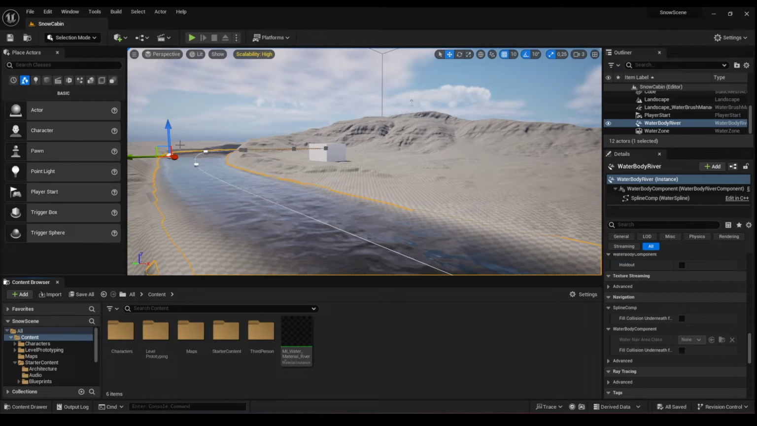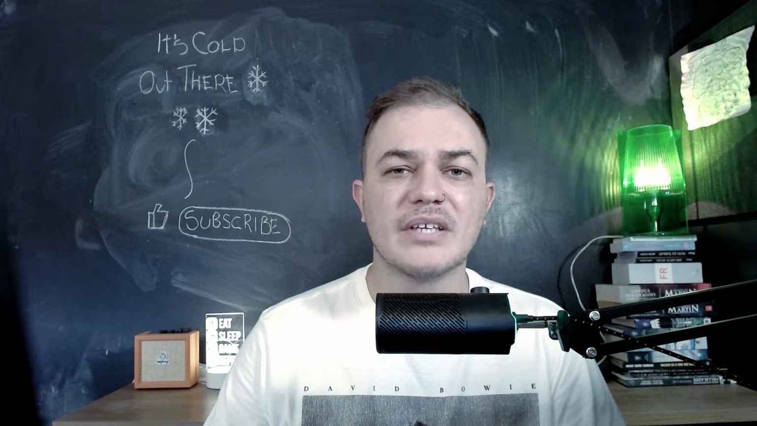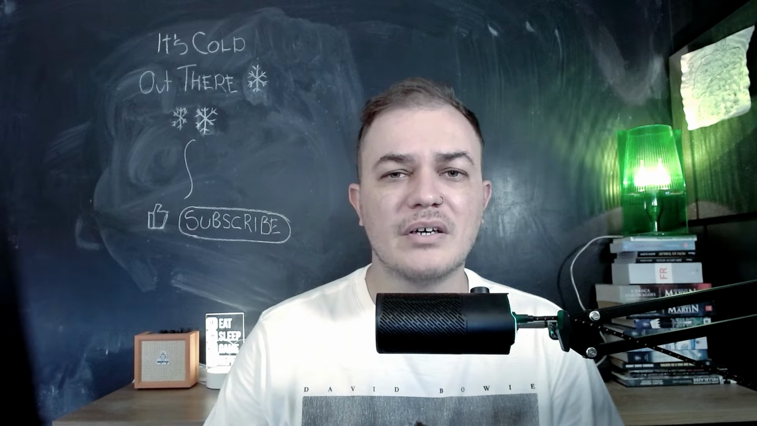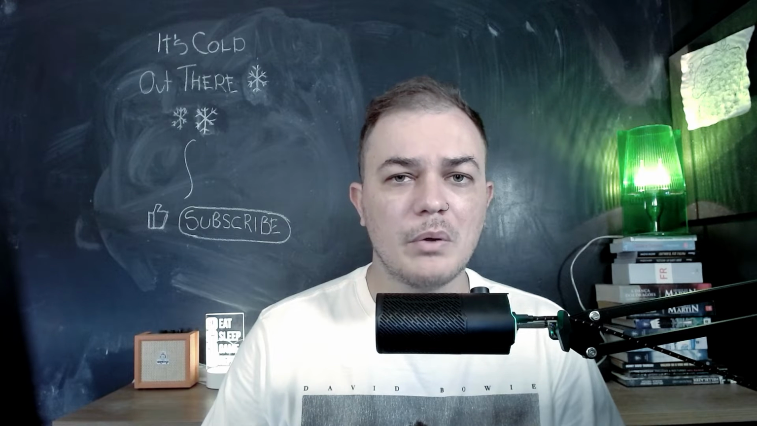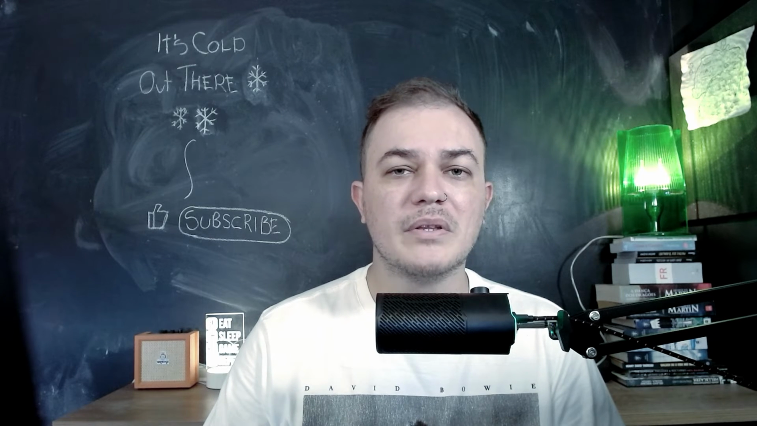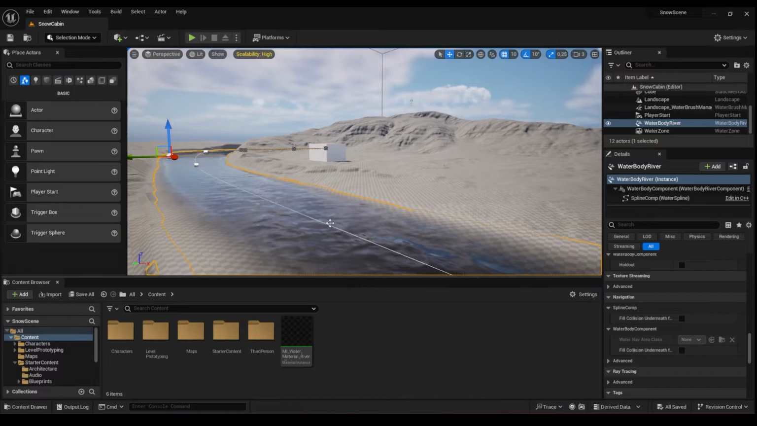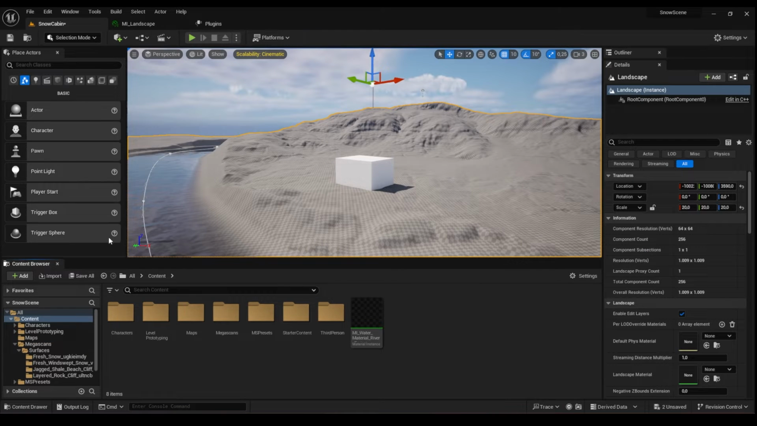Now that you have our river, let's start creating the landscape material. Landscape materials are slightly different than regular materials, and I'm gonna go back to Unreal and show how we can do the snow and the rock. By the way, if you never used materials inside of Unreal before, I have this video that can help you to understand better how things work inside of Unreal.